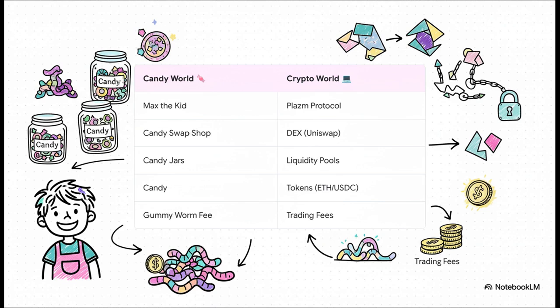You've probably heard of them, like Uniswap. Those big candy jars? We call those liquidity pools. The candy itself, well, that's just crypto tokens like Ethereum or USDC. And that tiny gummy worm fee Max was collecting, yep, that's the trading fee. See, it's a perfect one-to-one translation.